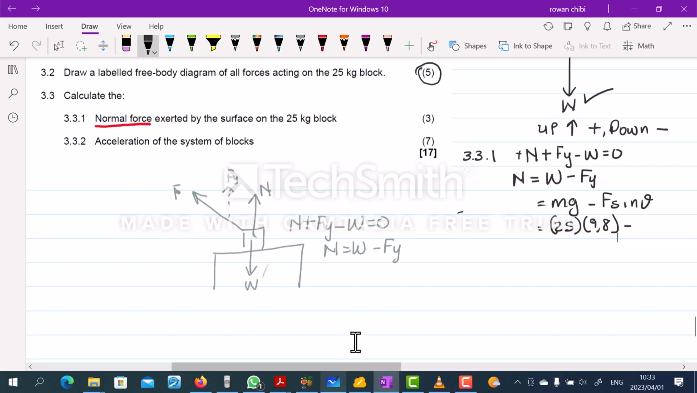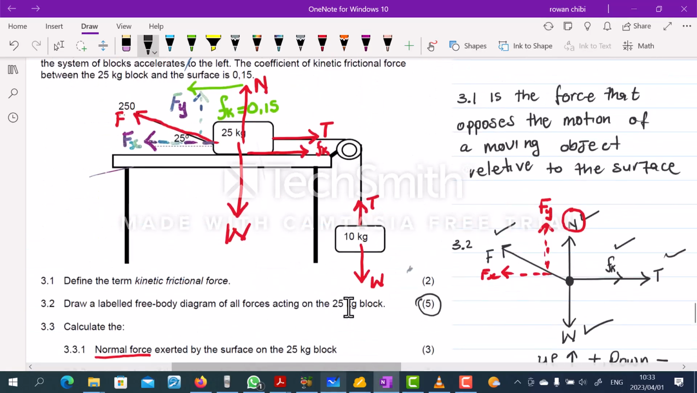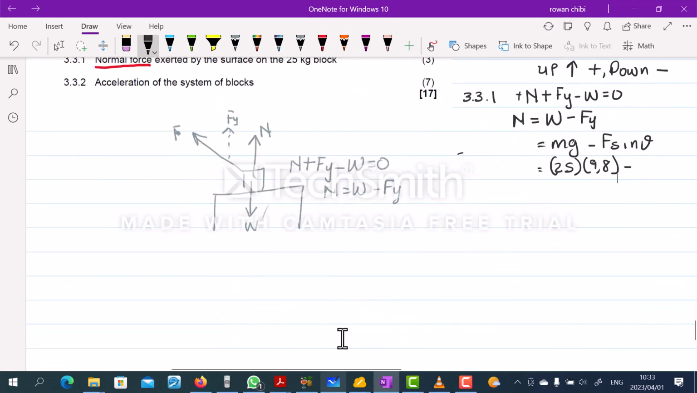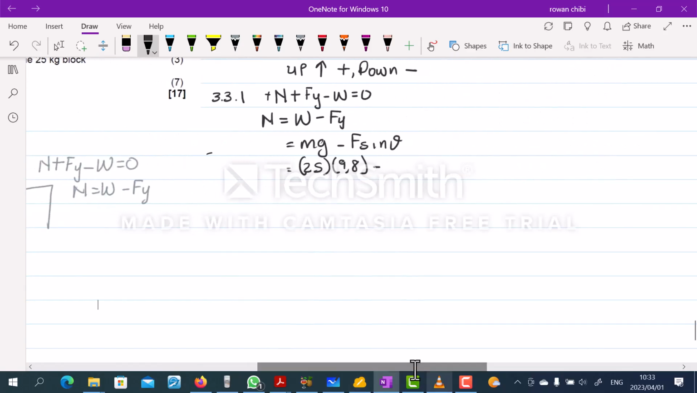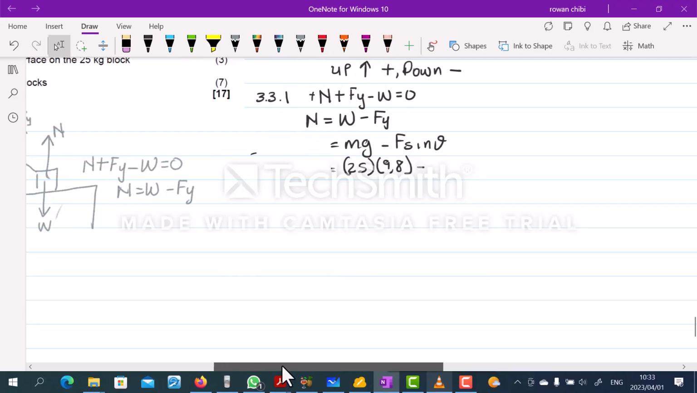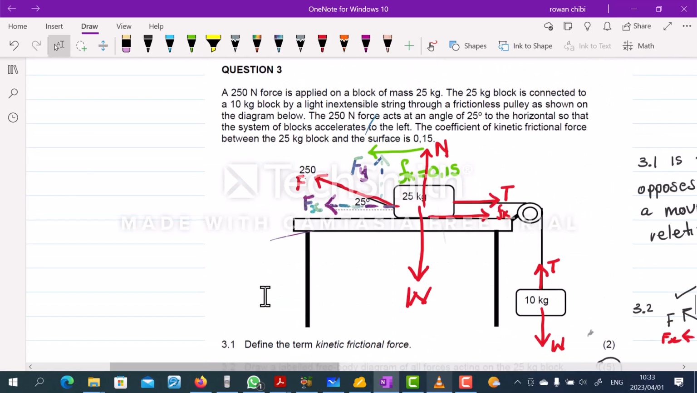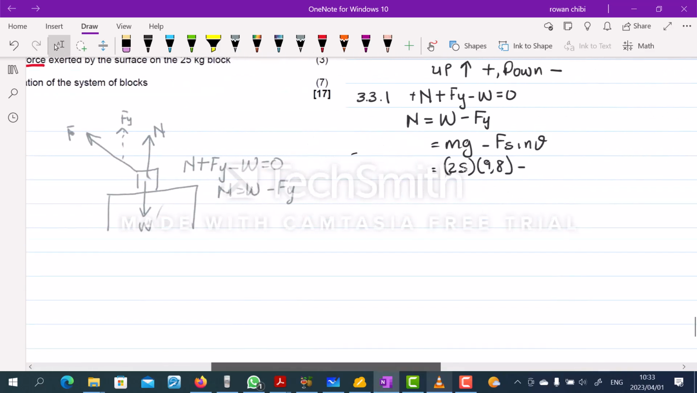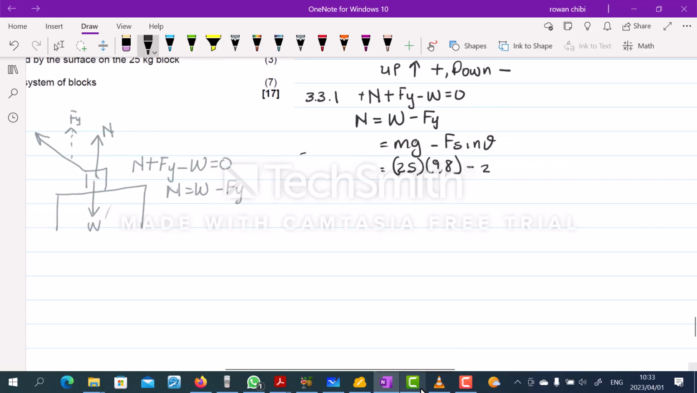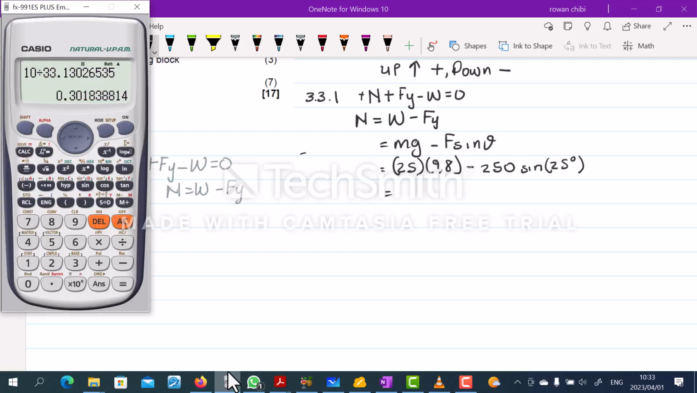So we need now to check the angle. The angle was 25 degrees. What was the magnitude of the force? 250. So the force is 250. So we have the force 250 sine, the angle was 25 degrees. So this is the calculation we are going to do. Take the calculator.